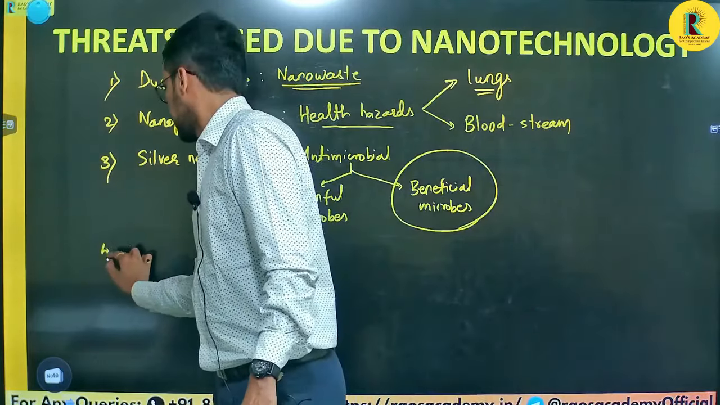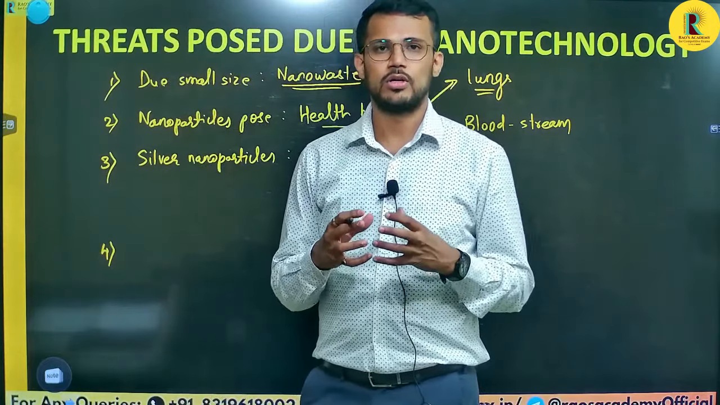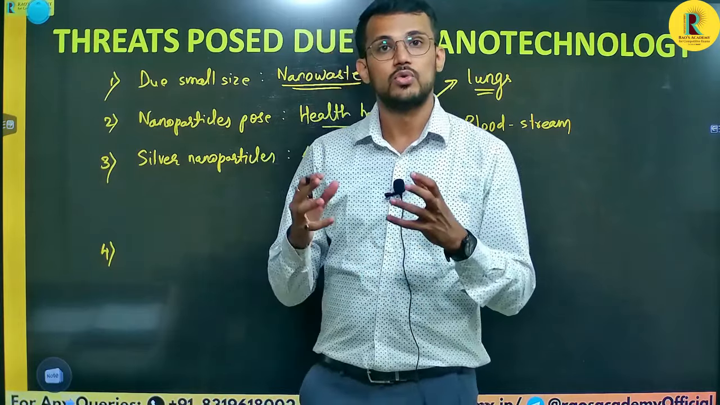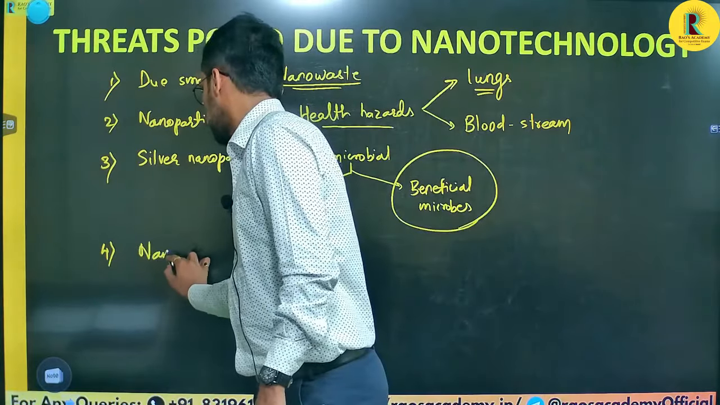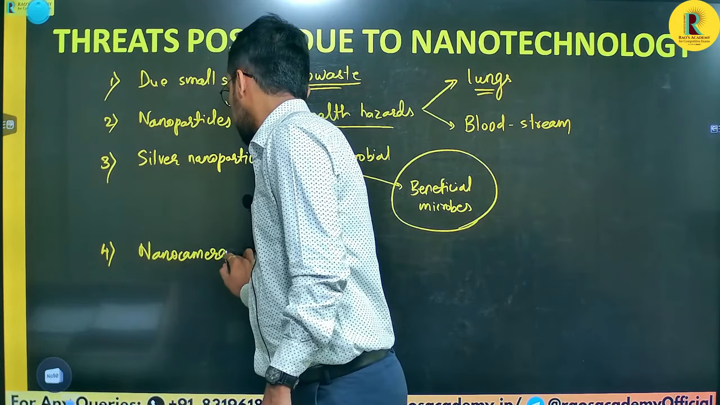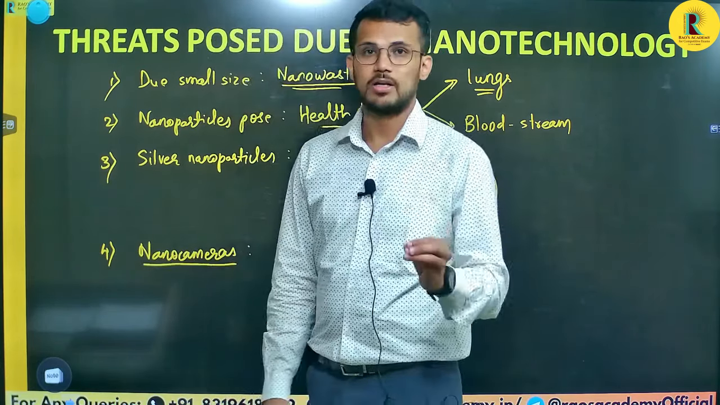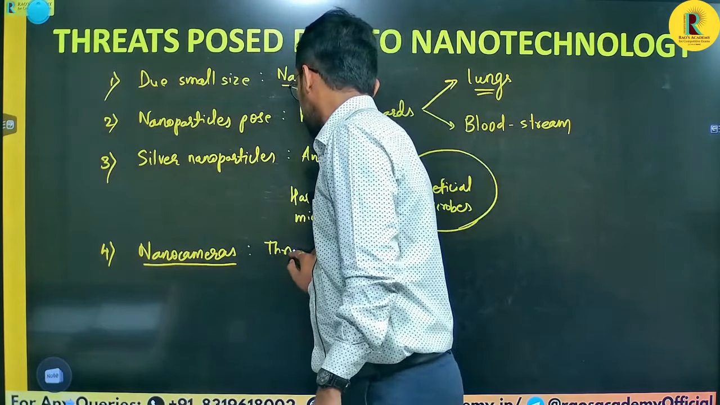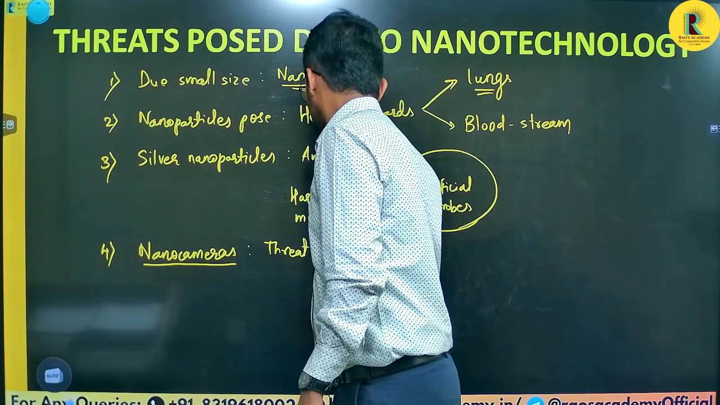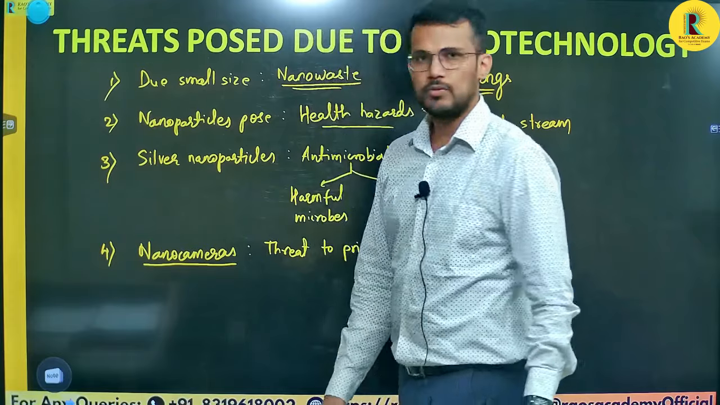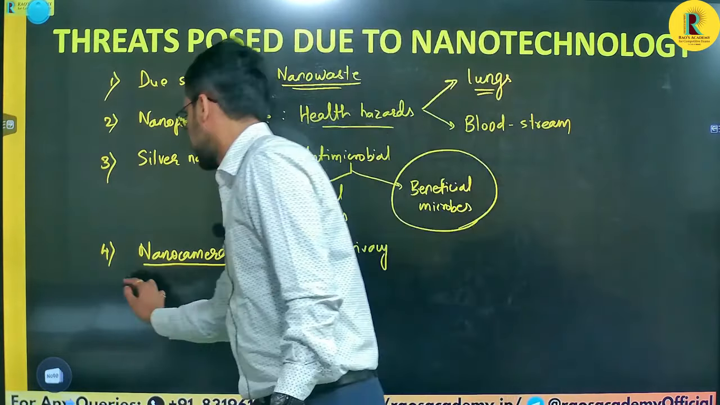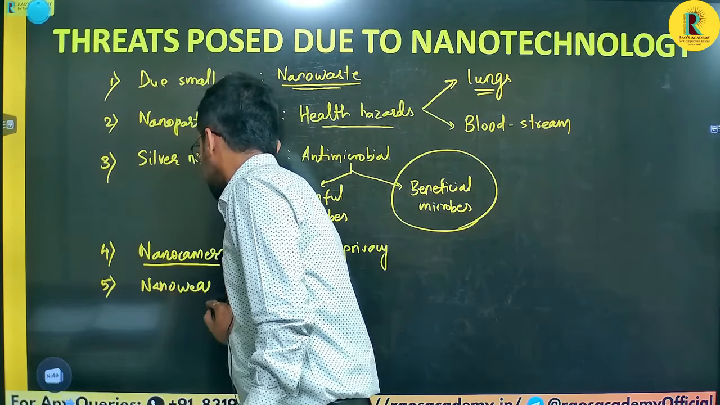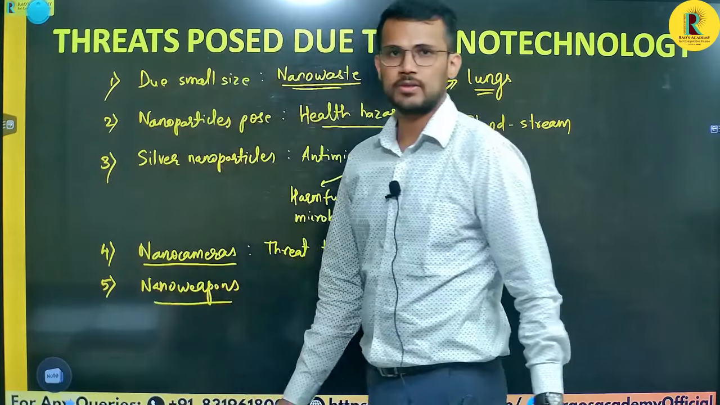Right. Next. Nanoparticles, we discussed that nanotechnology can be used for the production of electronics. It may also be the case that it is used for the production of nano cameras, and these nano cameras can be a threat to privacy of an individual. Threat to privacy. Fine, so that is also a threat. Similarly, it can be used for the production of nano weapons as well.